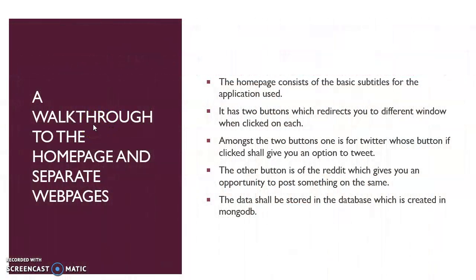A quick walkthrough of the homepage and separate web pages, just for theoretical purposes. The homepage consists of the basic subtitles and the apps used. It has my work email, my phone number, and my Twitter ID. It has two buttons which redirect you to different windows when clicked. One is for Twitter, which gives you the option to tweet, and the other is for Reddit, which gives you an opportunity to post something on the Reddit application. The data shall be stored in the database created on MongoDB.